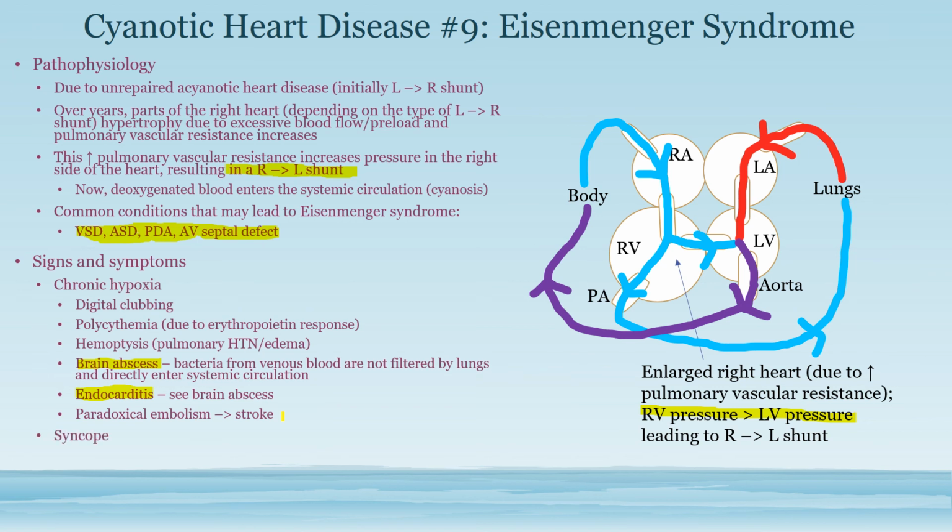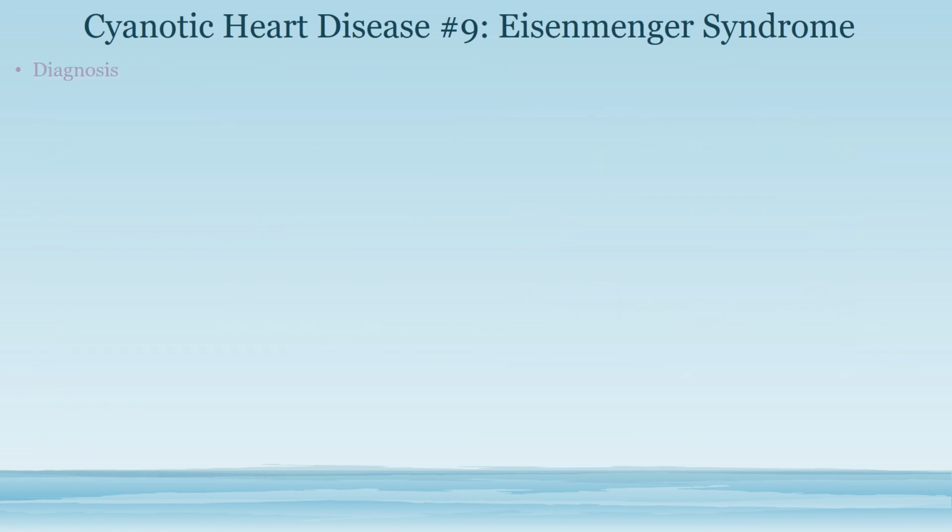Syncope, because of decreased oxygen and decreased blood flow to the brain. Exertional dyspnea, because the hypooxygenated blood cannot keep up with the demands of the body. You can also get arrhythmias because the hypoxic coronary blood flow will cause damage to the electrical fibers of the heart. So now for diagnosis.